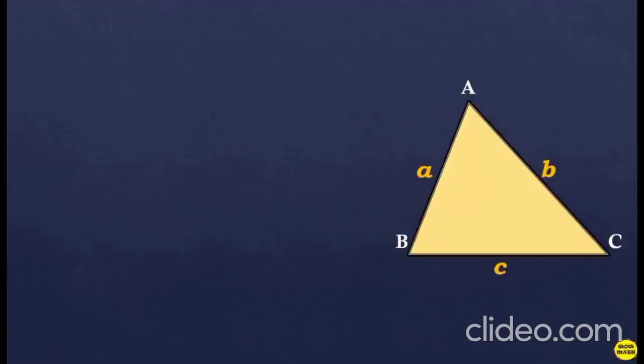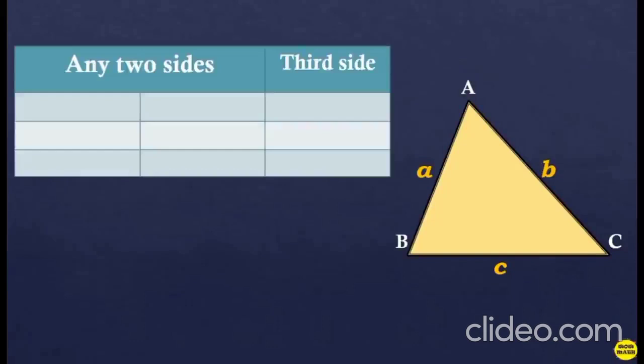So I have here triangle ABC with sides A, B, and C. So again, meron po tayo dito ng triangle ABC na merong sides A, B, and C. Now, I want you to complete the table. I want you to give me any pair of two sides of the given triangle.